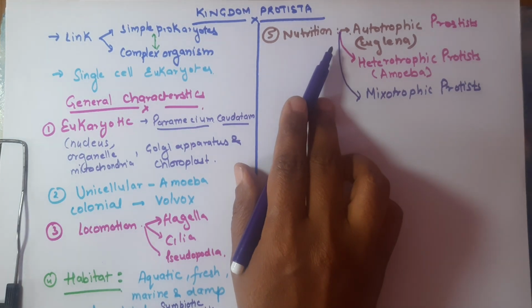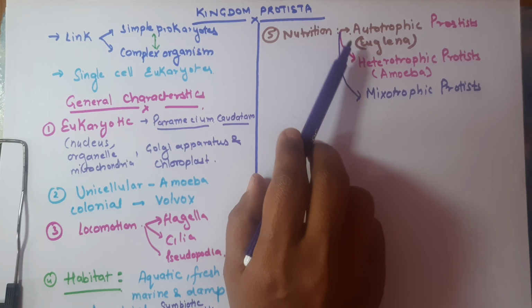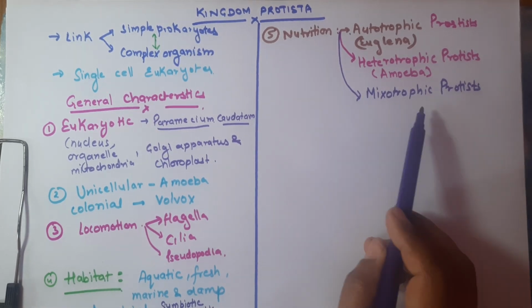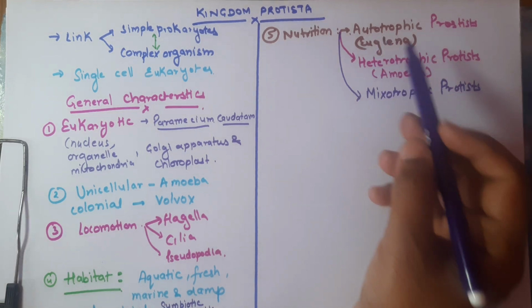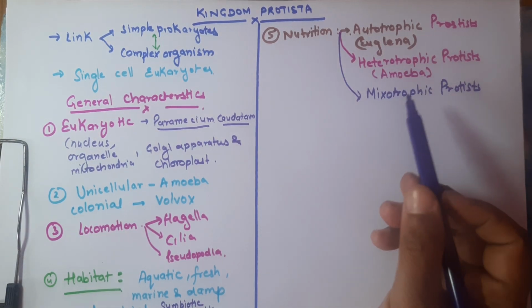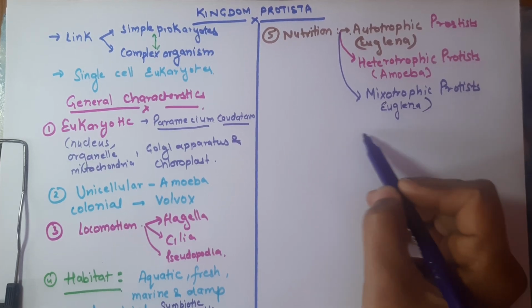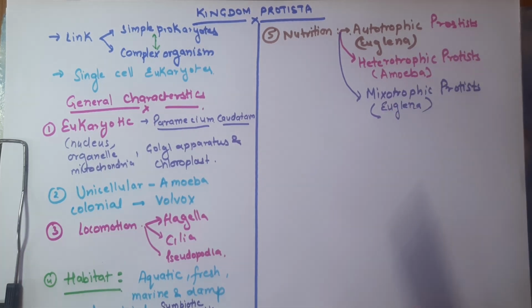So here we understood there are three modes of nutrition. In the first, the species prepares its own food. In the second, it takes the food from the surroundings. And there is a third category, mixotrophic, meaning that according to the availability of light, the species will switch between both modes. They can be autotrophic and they can be heterotrophic. The example is Euglena. It becomes autotrophic if there is plenty of light, and if there is not, it will take food from others.